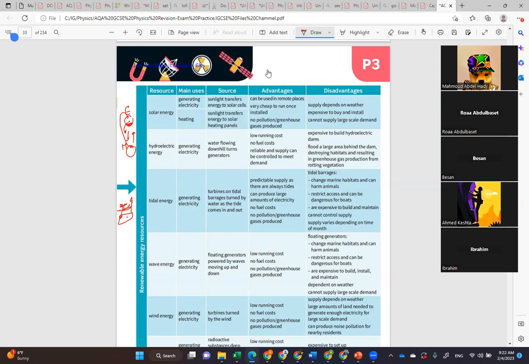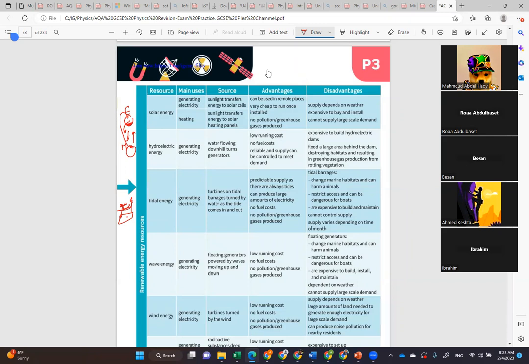Predictable supply, this is the advantage. Predictable supply, as there are always tides. We have tides every day. It can produce a large amount of electricity, no fuel costs, and no pollution or greenhouse gases produced.